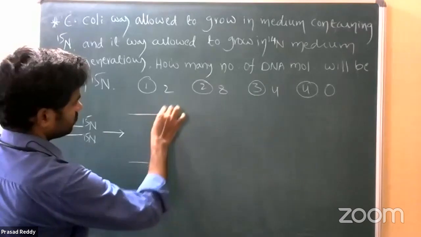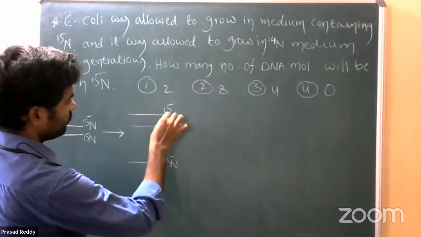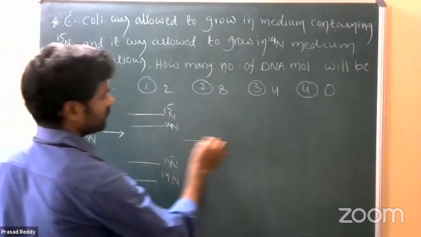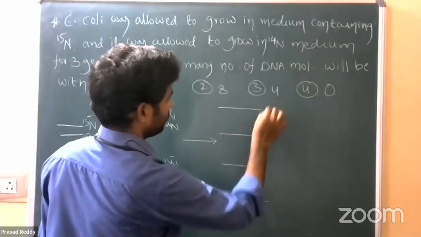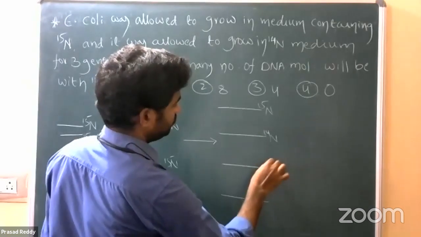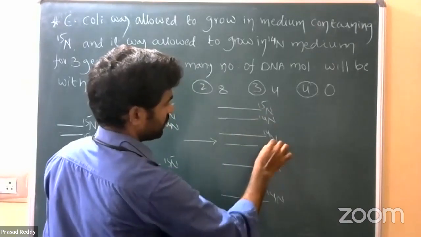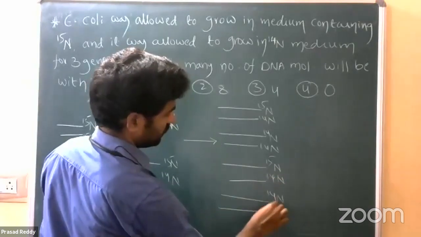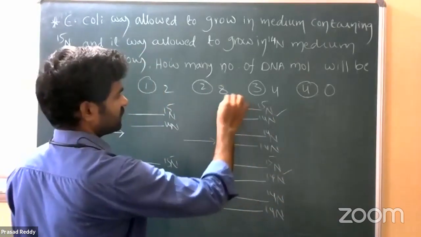N15 strand, so it is also N15. And the new strand is N14. So here the new strand is N14. Am I right? So next, here it is N15, N14. So N15 and N14, but the newly synthesized strands are N14 strands. So here also N14 strand. Right? So how many DNA molecules with N15 strand in the second generation?